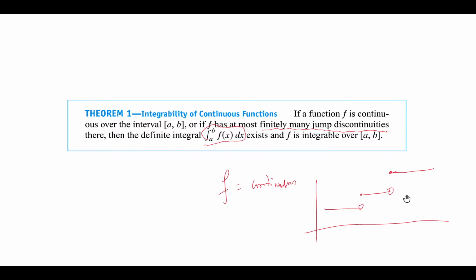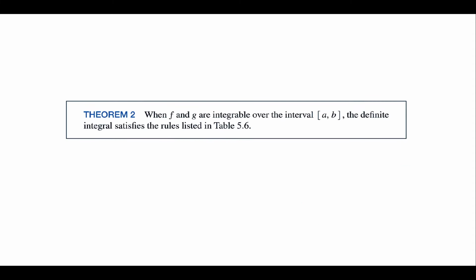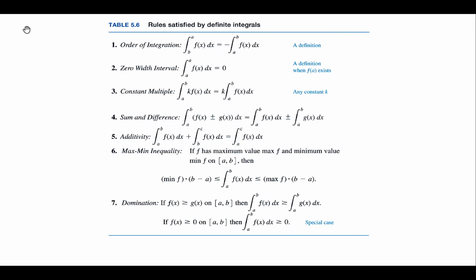jump discontinuities. So let's assume that f and g are two integrable functions, meaning we can find the integration of f and the integration of g from a to b. Then these are some rules we can use. The first one is, if you're trying to find the integration from b to a, and you switch that limit of integration, then you have to put a negative sign. So switching is fine, but one would be positive and one would be negative.